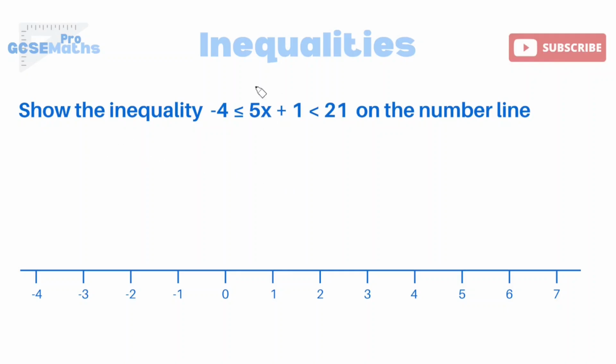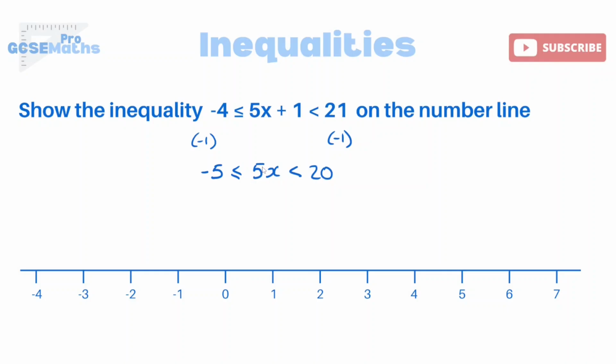So what I mean by that is, what I would have to do to get x on its own in the middle is I need to move the 1 and I need to move the 5, don't I? So the 1 is +1, so to move it I have to subtract 1. You're just going to subtract 1 from all 3 parts of this inequality. So -4 take away 1 is going to be -5. Copy the same symbol. 5x plus 1 take away 1 is obviously just 5x, which is what we want. Copy the symbol again. 21 minus 1 is 20.